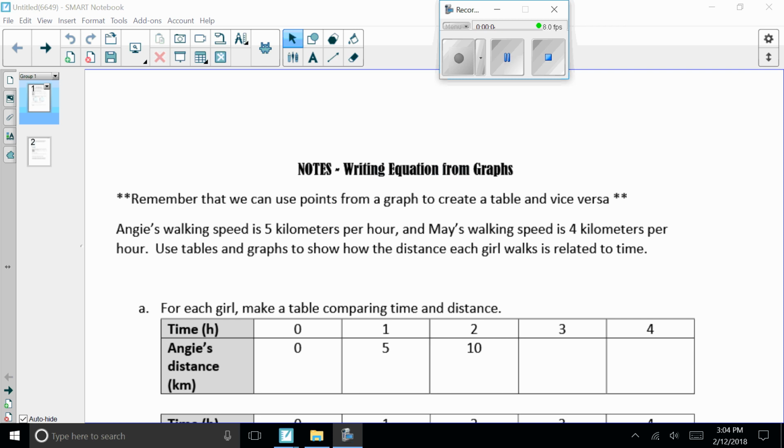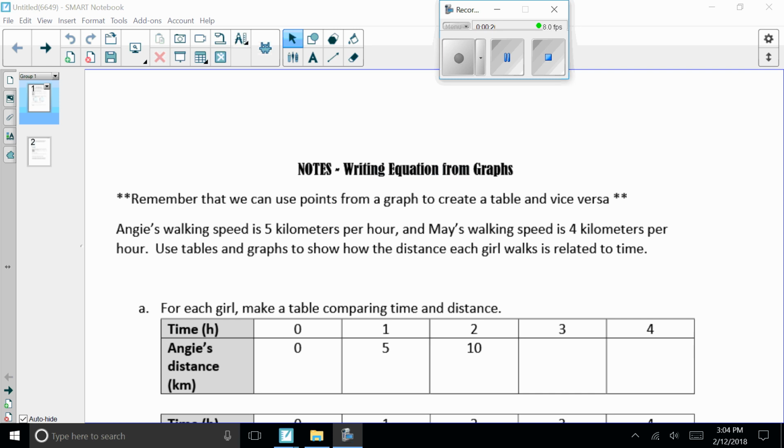Today you're going to be doing notes over writing equations from graphs. So we've previously done them from tables. Now we're still going to have tables involved, but the tables are going to help us create a graph that we can then also create an equation for. Remember that we can use points from a graph to create a table or vice versa. We can go from a graph, pull out the points that are listed, and put those points in a table.